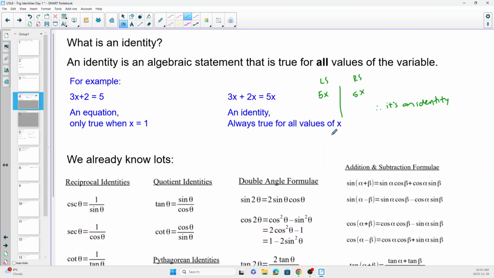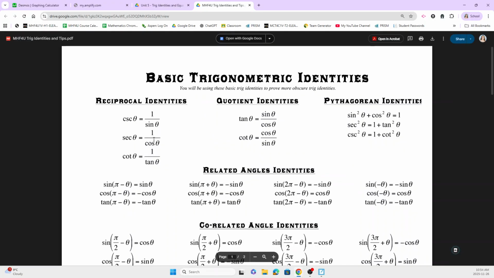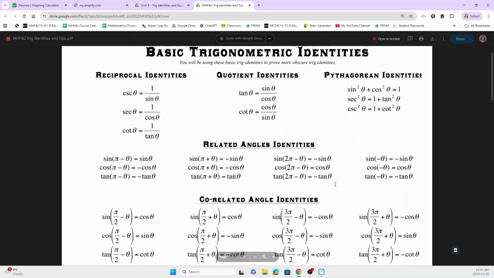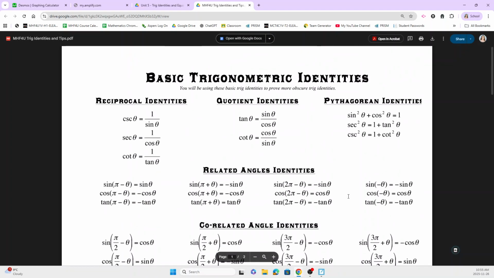We already know lots of identities, and you have your identity cheat sheet that you're working with. We went through this in the last lesson, so I'm not going to go through it again, but you have a copy. Hopefully you've printed it out if you have the means for that. Any of these identities are fair game as we go through these last two lessons, and we do need to be able to apply these as well as our compound angle formulas and double angle formulas.